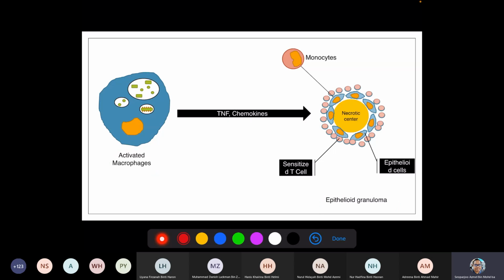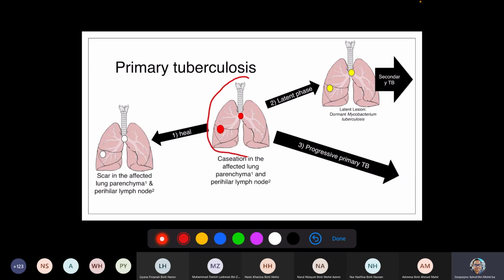Next, so that is the process of the primary infection of Mycobacterium tuberculosis and the formation of the epithelioid granuloma or caseating granuloma in primary or secondary pulmonary tuberculosis. And next we need to understand what happens after the initial infection of pulmonary tuberculosis. Okay, it starts with the primary tuberculosis. So at the center here is the primary tuberculosis.